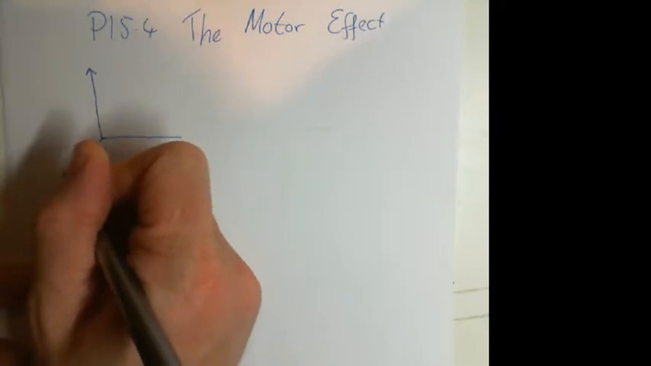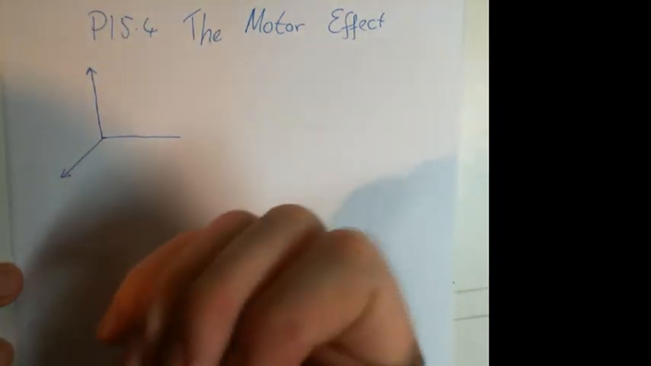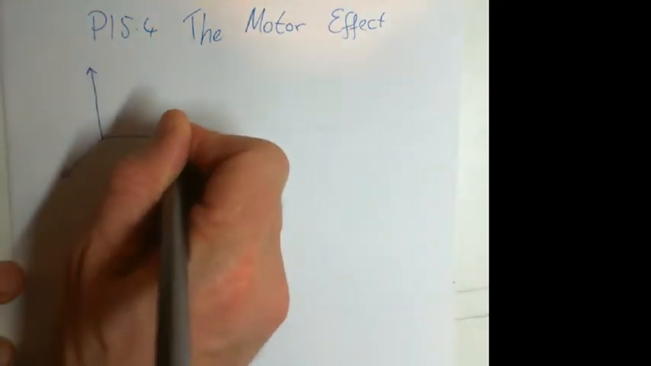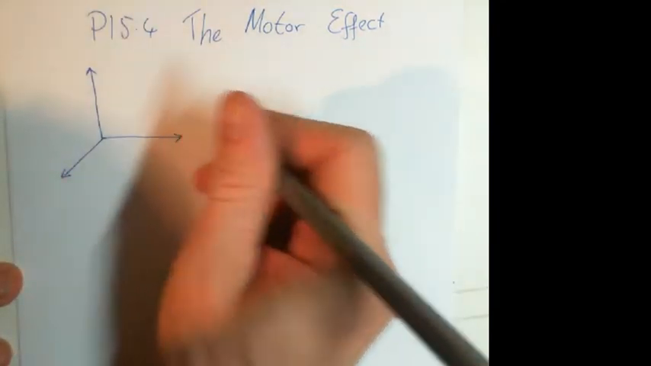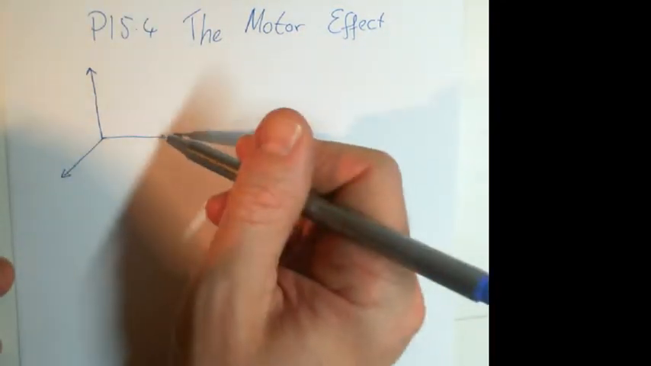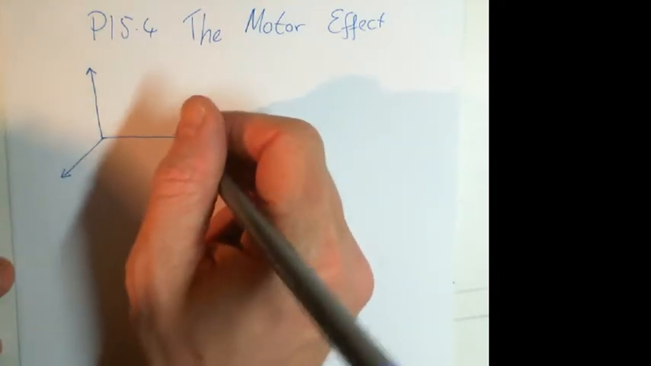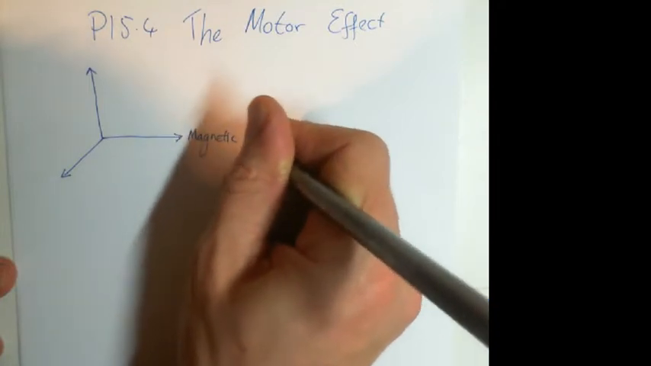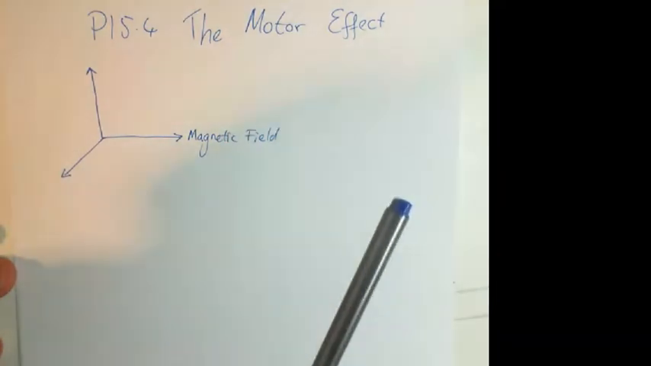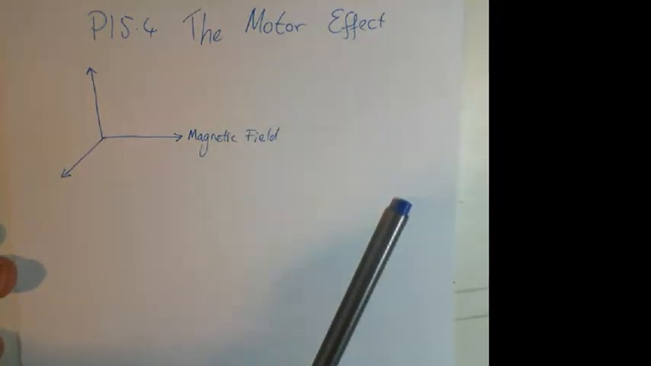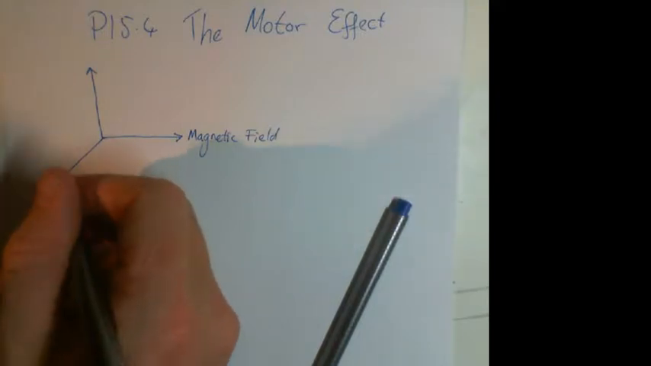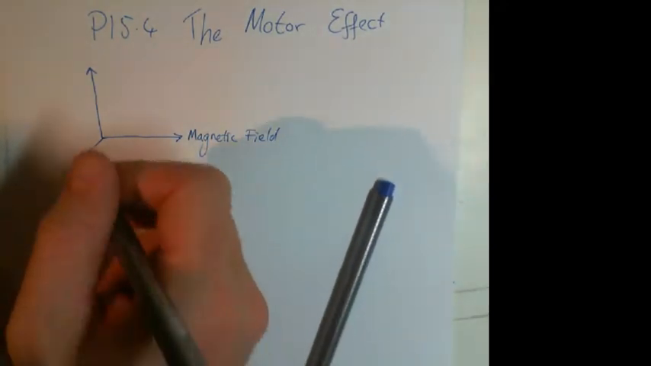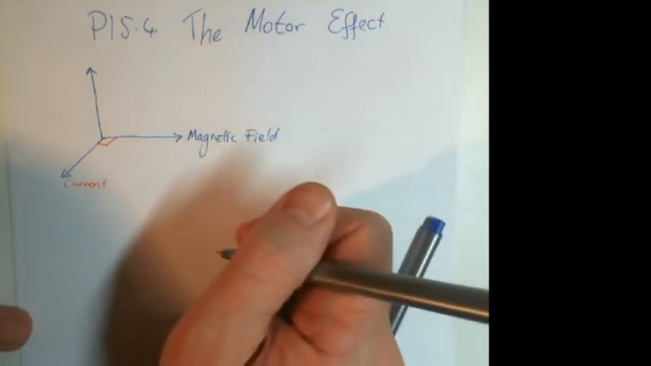For example, we know from our right hand grip rule that if I've got a magnetic field going in this direction, or the current going in these directions, then let's go with the magnetic field in this direction. Then you'll already be able to tell me that my current is going in this direction. So you already know that's what we've done so far, and that those two are at right angles. That's what we did last lesson.